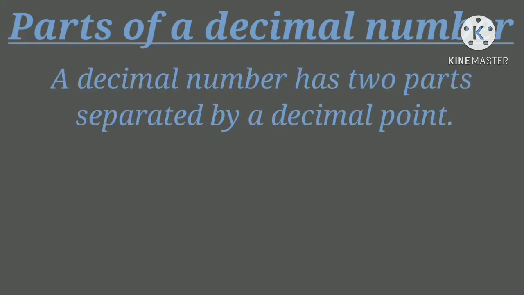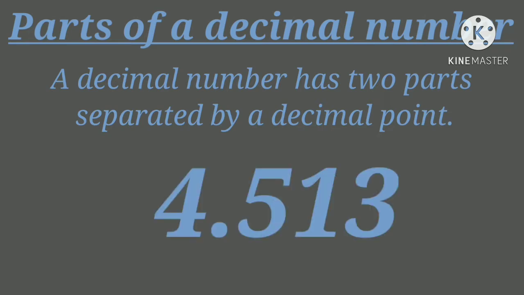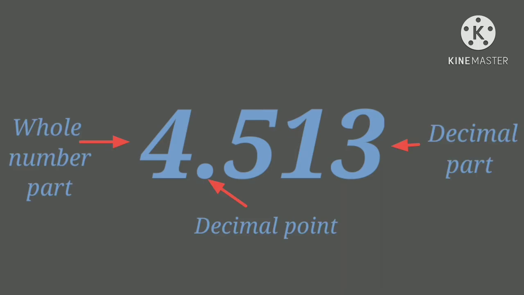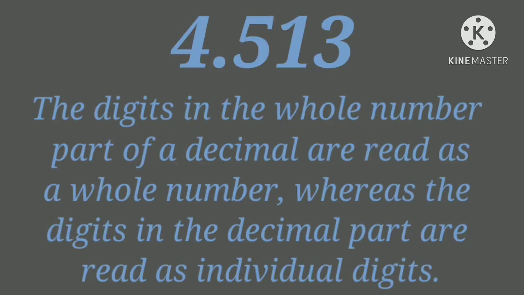Next topic, parts of a decimal number. A decimal number has two parts separated by a decimal point. Example, 4.513. Here, the point is called decimal point. The number before the decimal point is the whole number part and the number after the decimal point is called the decimal part. The digits in the whole number part of a decimal are read as a whole number, whereas the digits in the decimal part are read as individual digits.